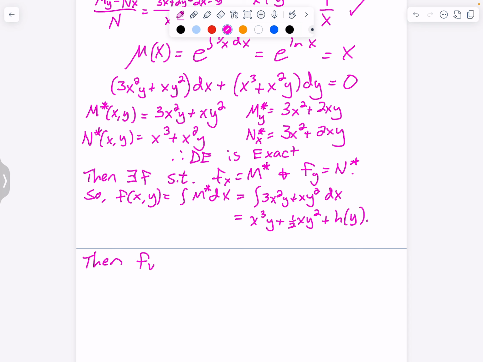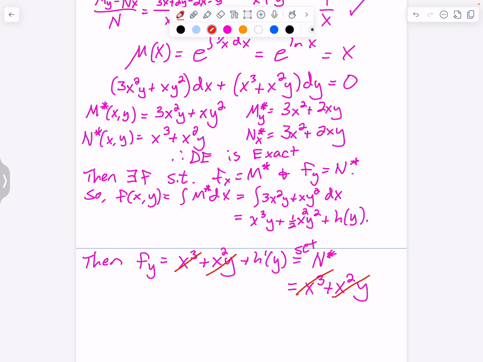I'm going to take that with respect to y, which gives me x cubed. And then the 2 comes down, and I just get x squared y plus h prime of y. And then I'm going to set this equal to N star. So N star will be x cubed plus x squared y. Oh, I forgot to put a 2 right there. I was like, wait, what happened? The 2 cancels, leaving me a square. There we go. This cancels with that, cancels with that, cancels with that.